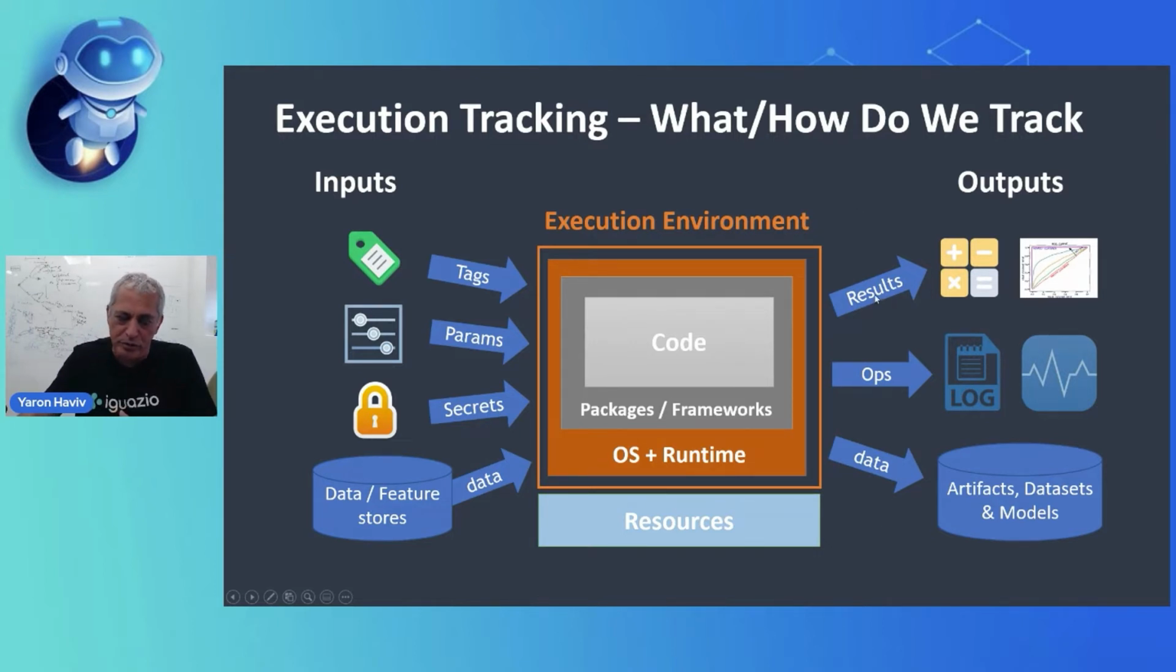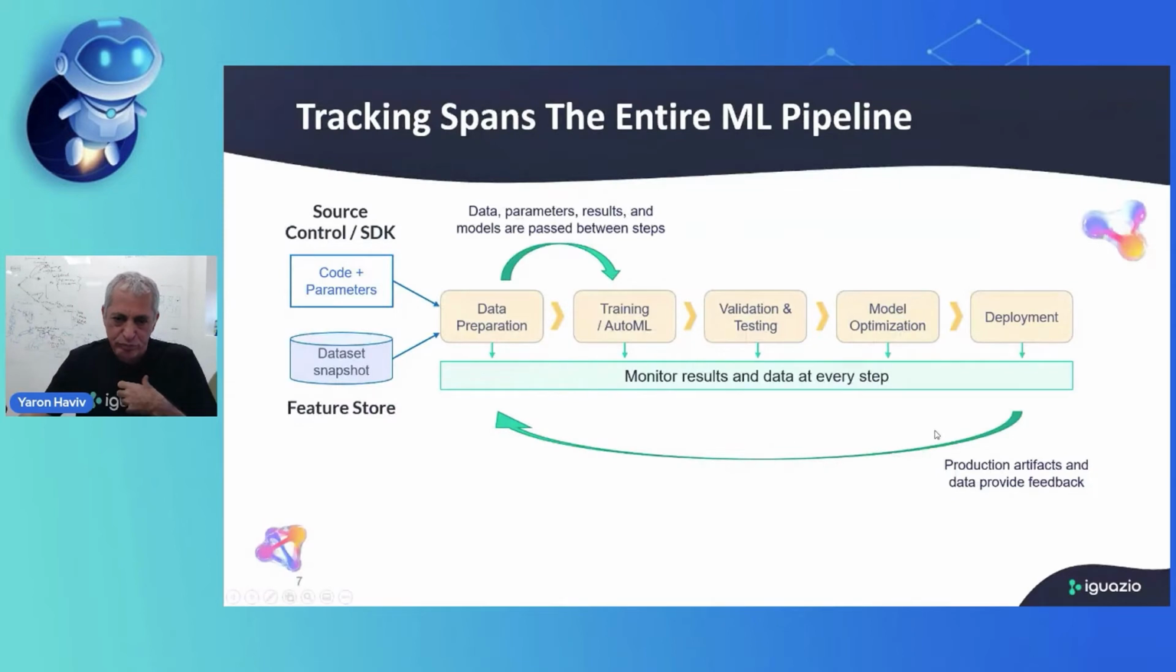So on one end could be results, could be numeric values, could be plots, charts, and so on. We have operational data like logs, telemetry data, CPU utilization, GPU usage, profilers, and so on. And we have data artifacts. So that's in general the way that all those systems work. And remember, we have to track all of those things every time we run. We need to track the inputs, we need to track the execution environment, and we need to track the outputs.